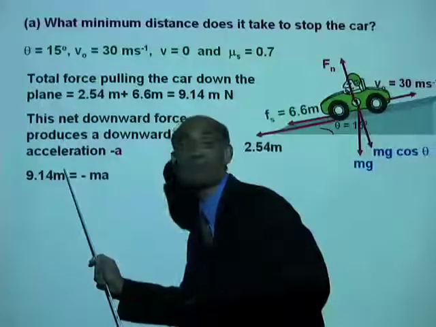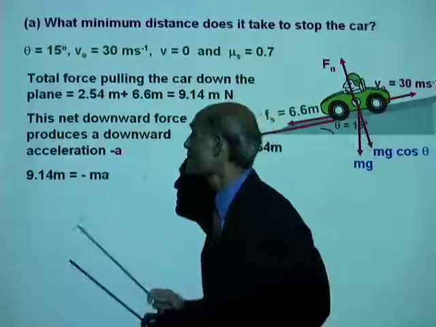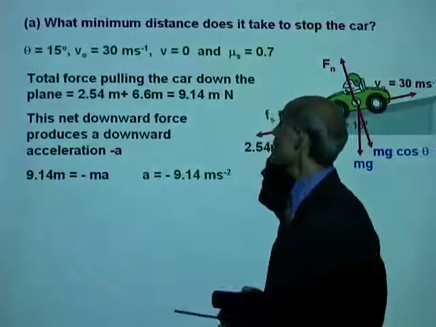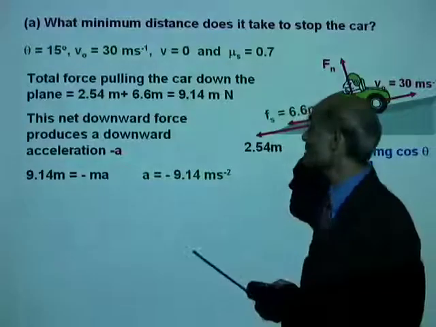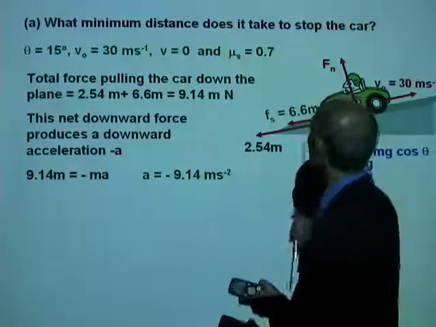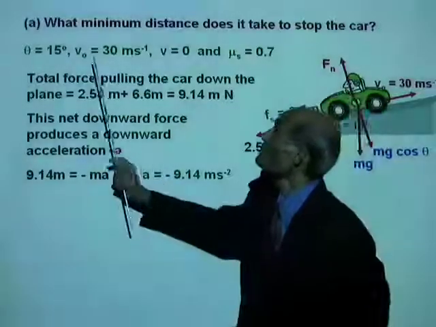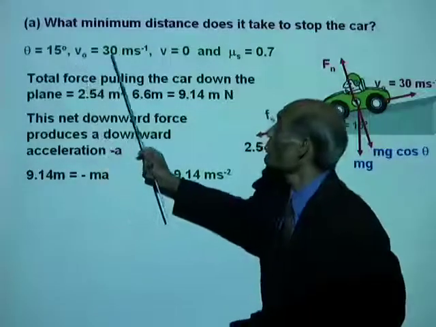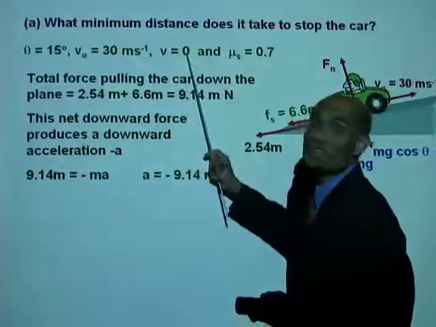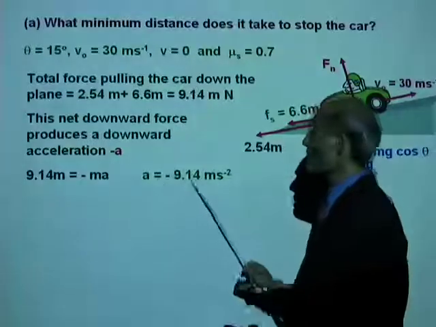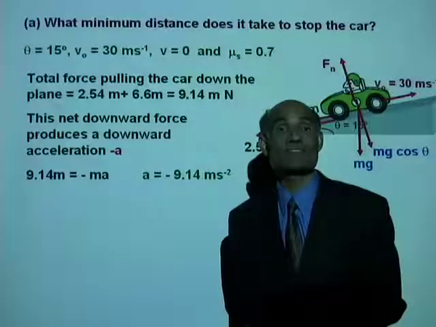Now we don't need the mass of the car, it cancels from both sides. And that gives you directly a equal to negative 9.14 meter per second squared. That is the acceleration of the car downward. And now we can use these values. V0 equal to 30 meter per second. The final velocity V has to be 0. The acceleration is negative 9.14 meter per second squared.